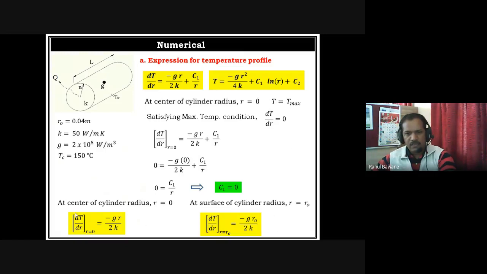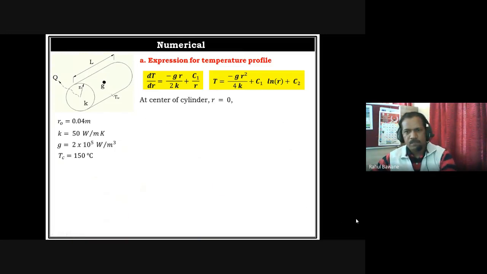So we get the value of dT/dr at r equals 0 and dT/dr at r equals r0. We have to use these values. Okay, so remember this: dT/dr at r equals r0 is minus g r0 upon 2k, and at the center it is minus g r upon 2k. So let's move ahead. Now again we are using the center condition.